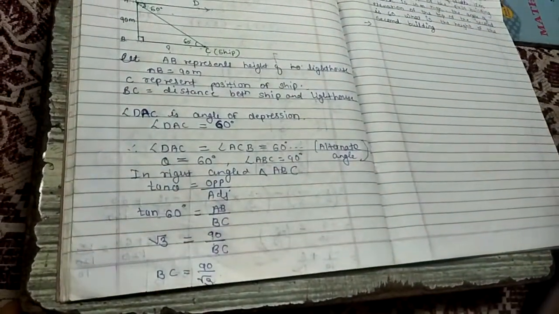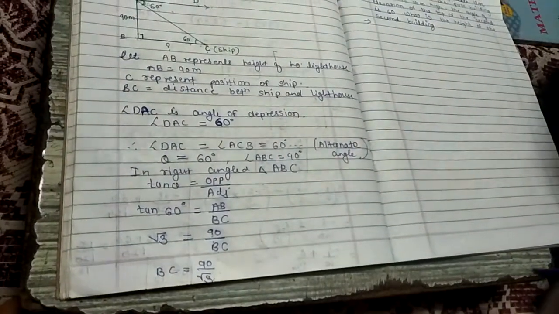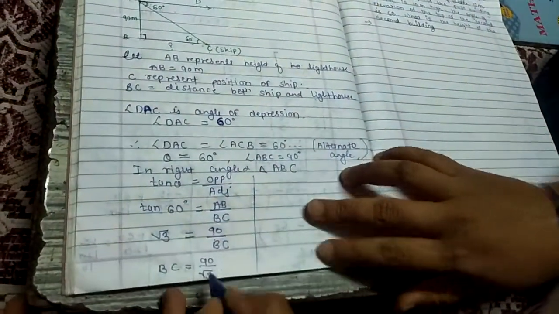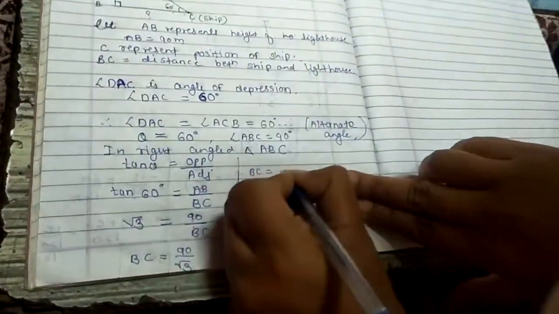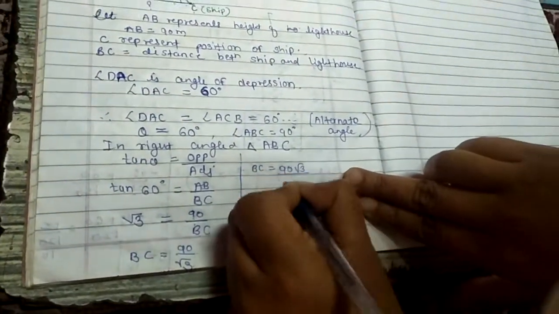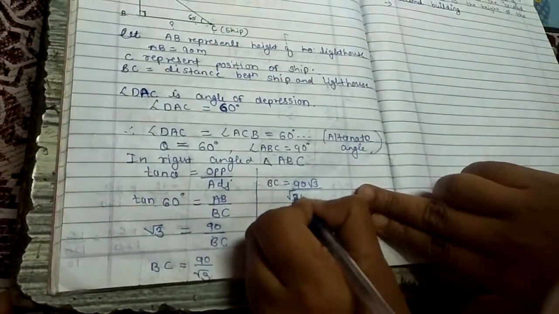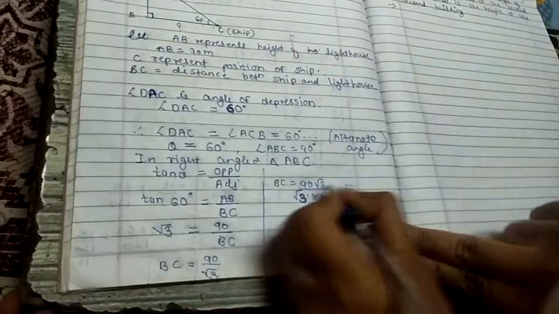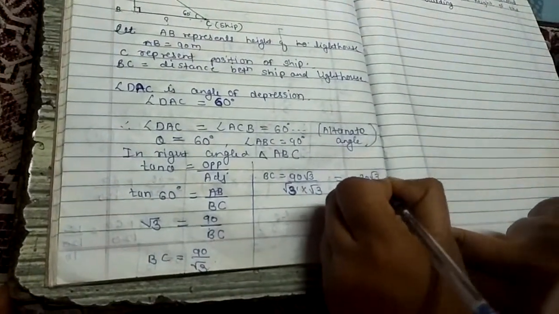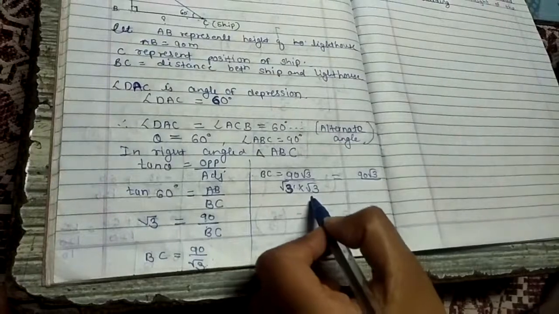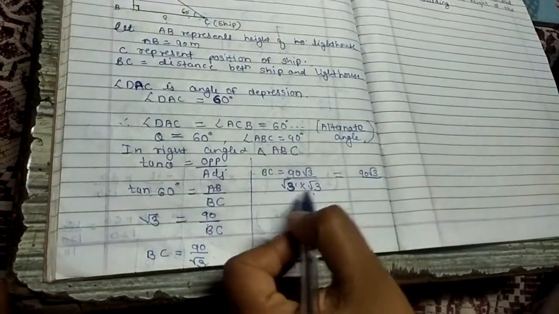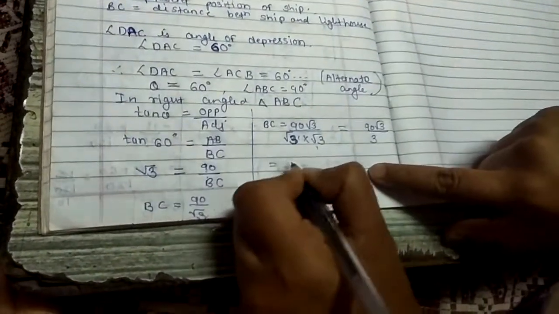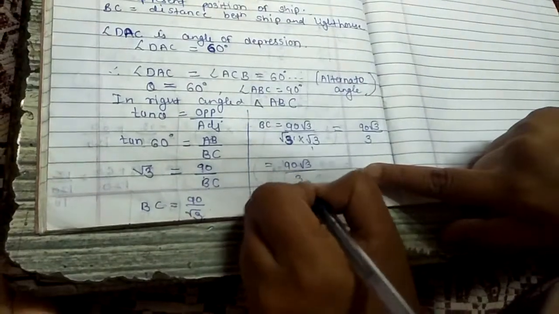So here we are going to do that. The calculation I will do here only. Therefore BC is equal to 90 √3 upon 3 into √3. Now what will we get? 90 √3 will remain as it is, and √3 into √3, as you studied the property in 9th standard, is simply 3. So it is 90 √3 divided by 3.